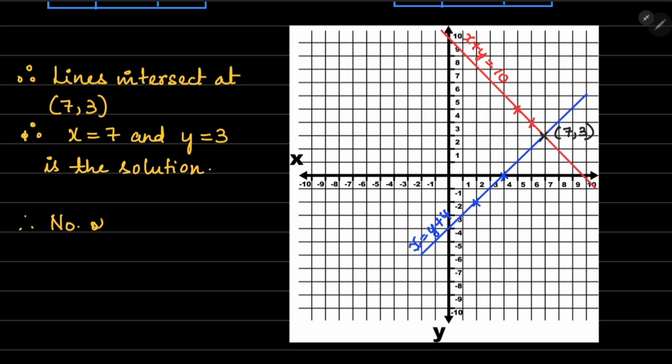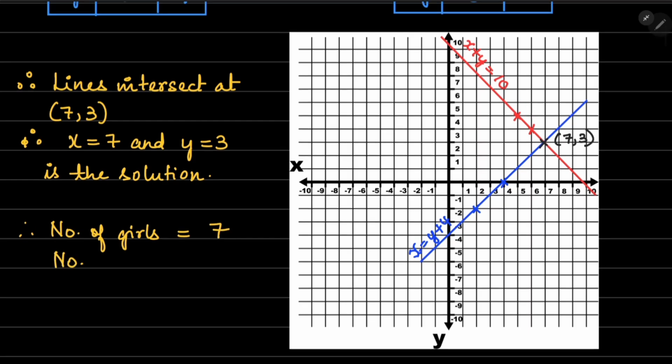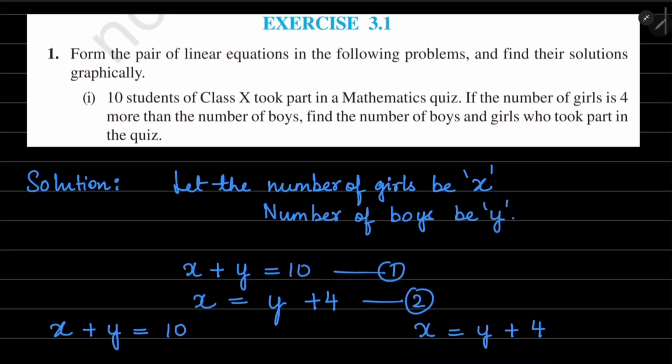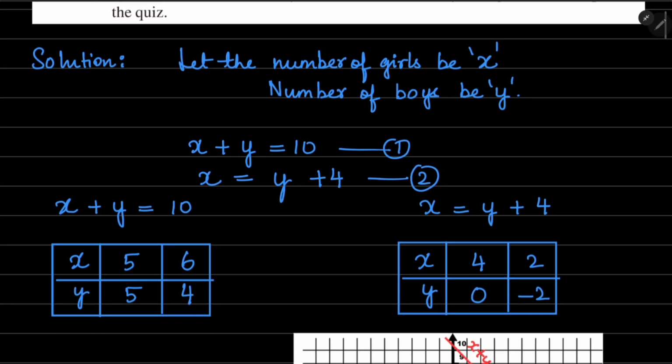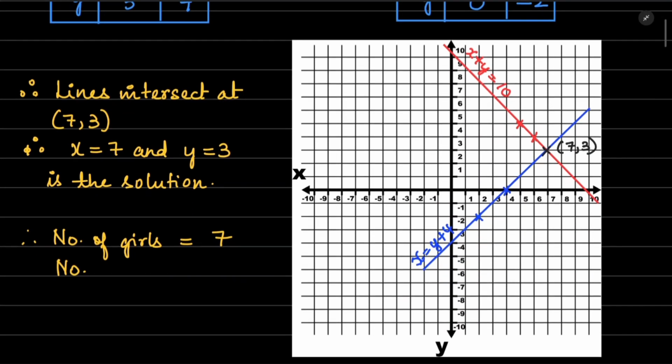The number of girls. Therefore the number of girls is nothing but 7, and the number of boys, which we assumed initially as y, so the number of boys will be 3. Number of boys is equal to 3. This is your final answer.